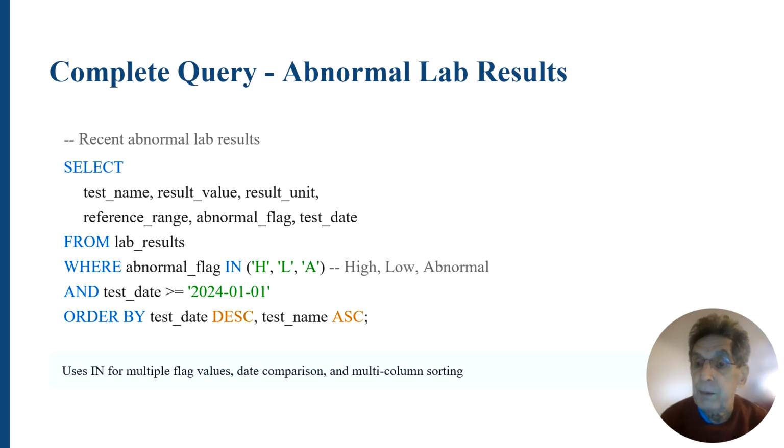So the order by uses 2 columns. The test date, descending, puts the recent tests first, and test name, ascending, alphabetizes the tests. This is exactly the kind of query that might power an alert system or a provider's inbox, surfacing the lab results that need urgent attention.